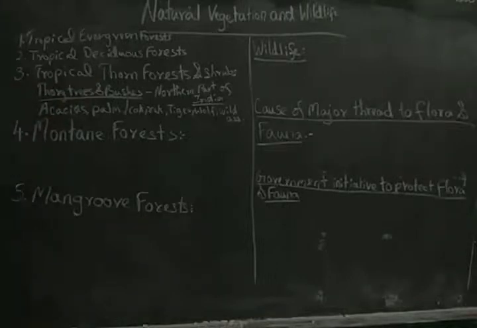The next one we are going to see is mountain forest. Mountain forest is the wet temperate type of forest, otherwise called mountain forest, and the trees of this forest grow to heights of 1000 to 2000 meters.